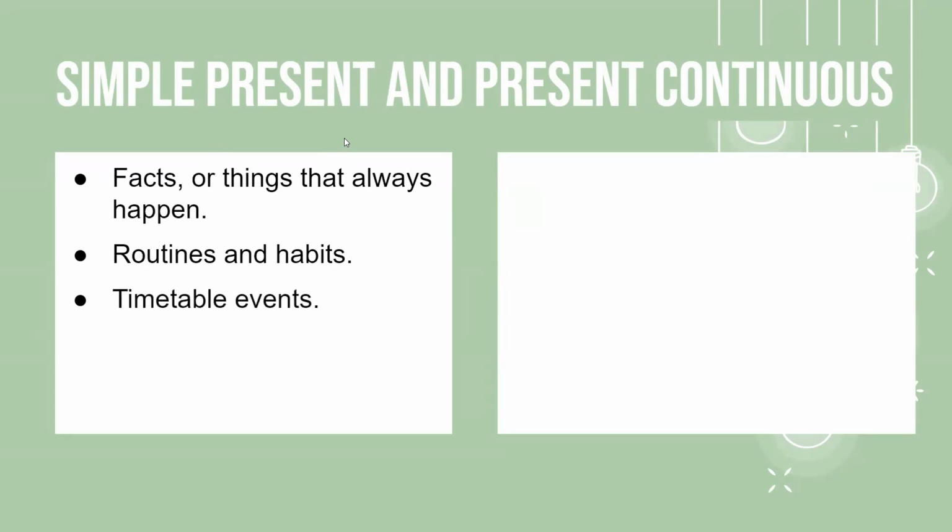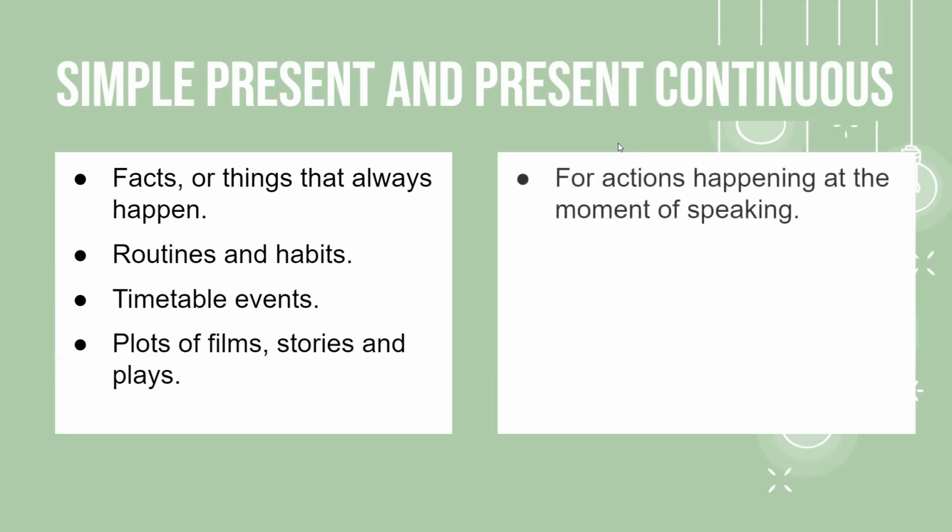Timetable events, like for example, if there is a bus or a train or a plane that leave at certain time from their airport or from their station, then we can also use the present simple. And for plots of films, stories, and plays, so that we can describe what happens in the story, we can use the simple present.